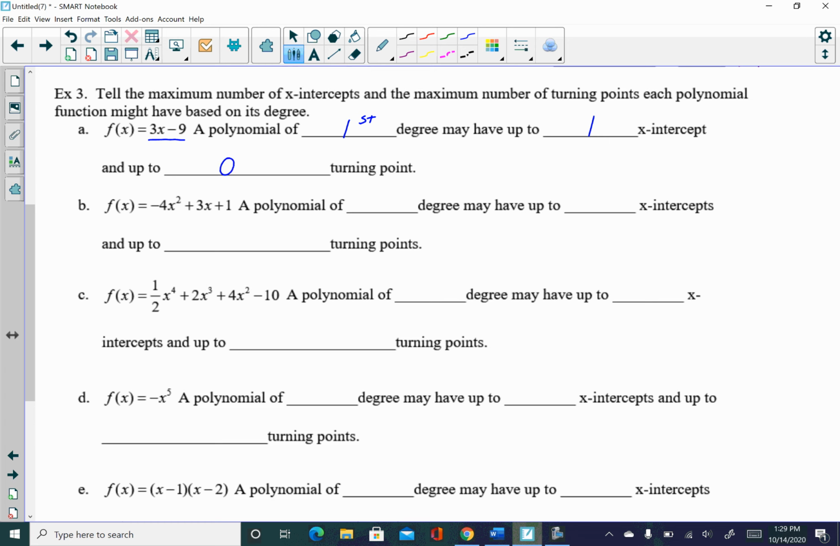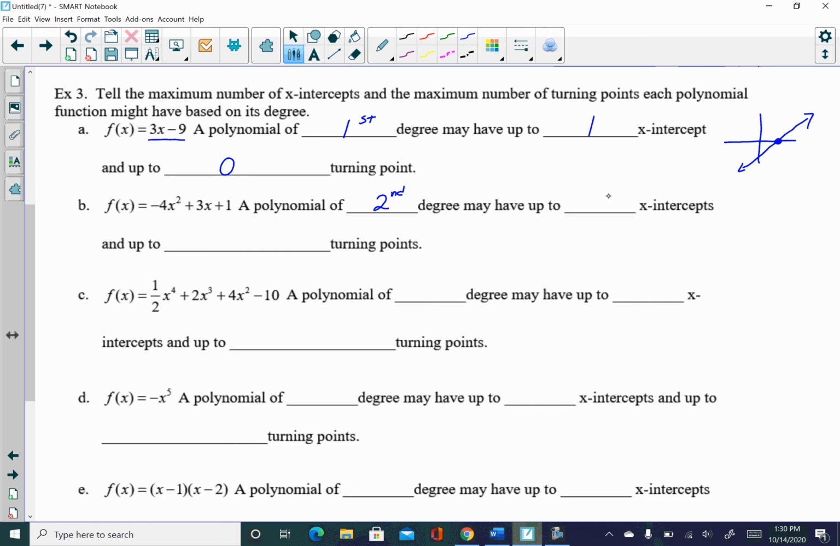Think about, again, we just graphed this. We said this was a linear line. Here's your y-intercept down here at -9, and it's increasing. And sure enough, it's only crossing the x-axis in one spot, and there aren't any turning points on a linear, right? Because you have to change from increasing to decreasing or decreasing to increasing. So look at your next one. This was a polynomial of degree 2, so it has a second degree polynomial.